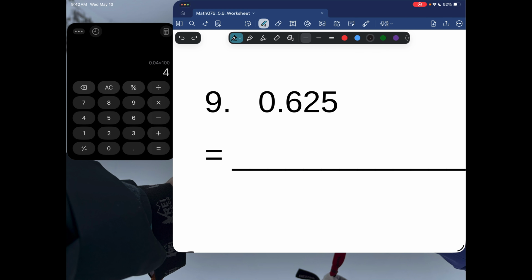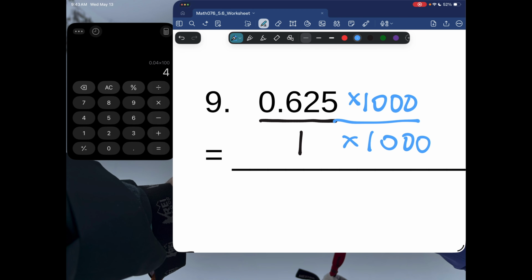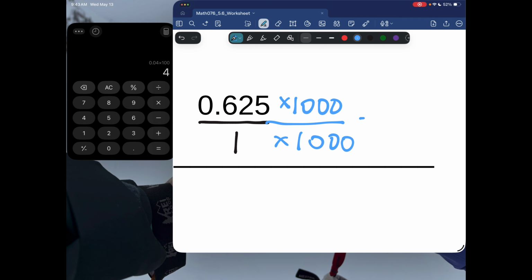First step, divide by 1. Then I figure out what place value I have. I have thousandths, so I'm going to multiply by thousands. And remember, it's tens, hundreds, thousands. So that's how I got thousands. So I'm going to multiply by thousands. I can put it in my calculator. I'm going to do mental math on this one.